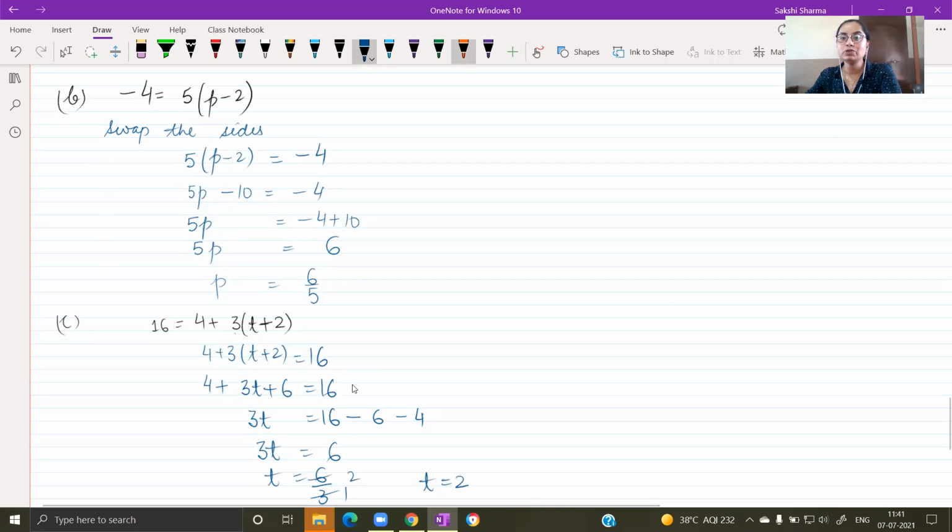Those who have not done this, kindly observe that the distributive property is to be applied on this step, and you want to open the bracket first. That will be the first step. सबसे पहले आपको ब्रैकेट ओपन करनी है, उसके बाद बाकी काम करना है.